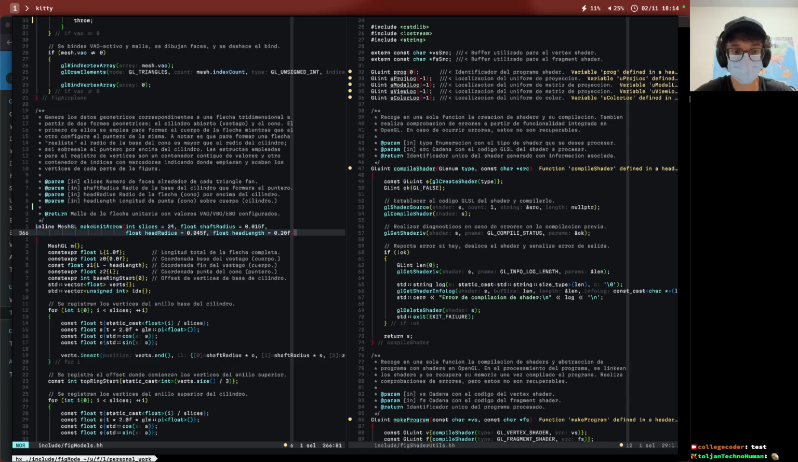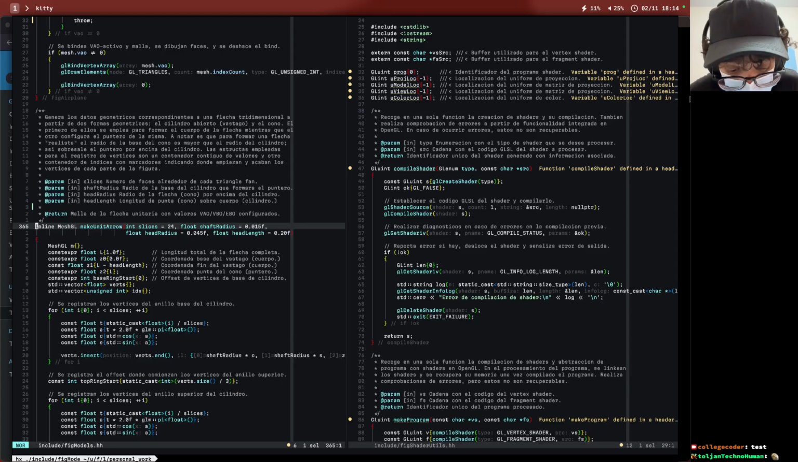And yeah, basically the parameters determine that. The slices, shaft radius, head radius, and head length. So head length gets you the length from the, we use a triangle fan for the bases, so it's from the vertex that is shared by all triangles and a triangle fan at the base of the cone up to the top of the cone, that is 0.20.